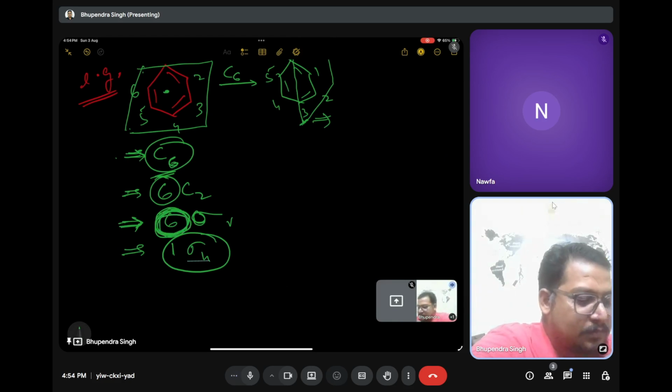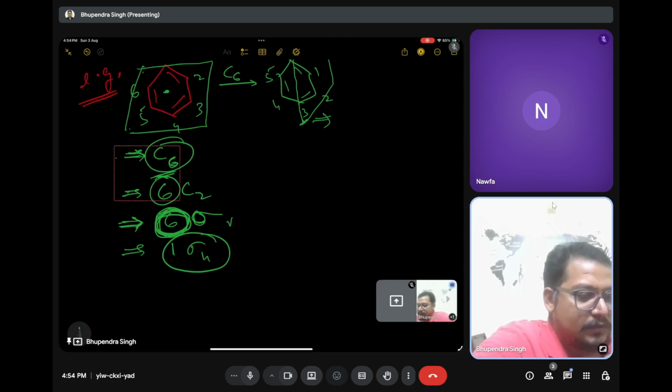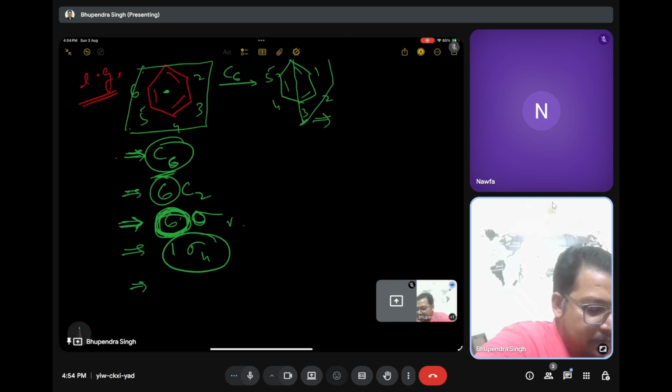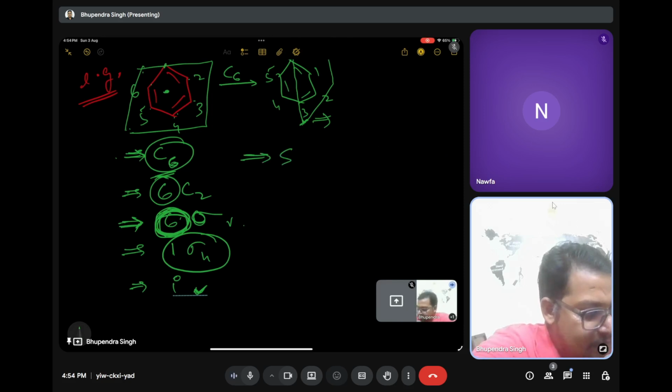How many sigma v's will be there? Anyway, here 6 sigma v, 1 sigma h, and the inversion center is also present. This is the center. So this will go here, this will go here, this will go here. You will get the equivalent orientation of the molecule. This is also present. Now let's try to find out whether an improper axis is present or not.